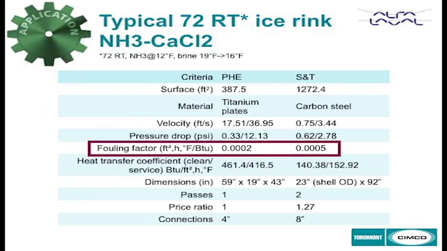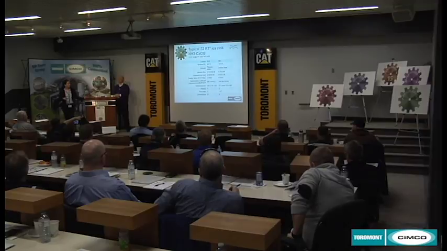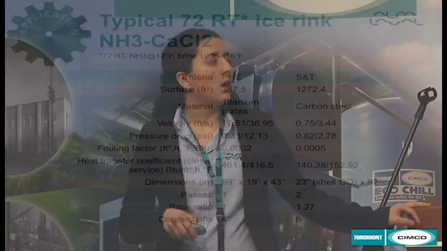The fouling factor that we consider is 0.0002, while in shell and tube it is more than double. The reason is that we create the turbulence, so we expect low fouling in the heat exchanger. The heat transfer coefficient, as you can see, is 4 times higher on a plate heat exchanger. The dimensions, as you saw in the picture, are very, very different.